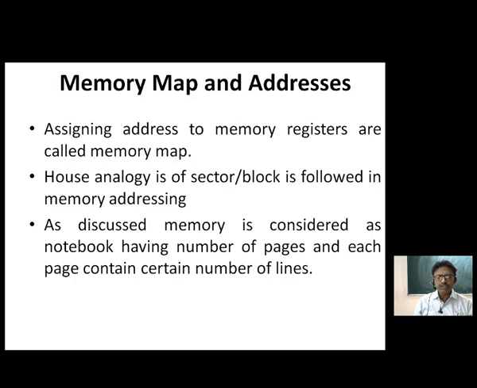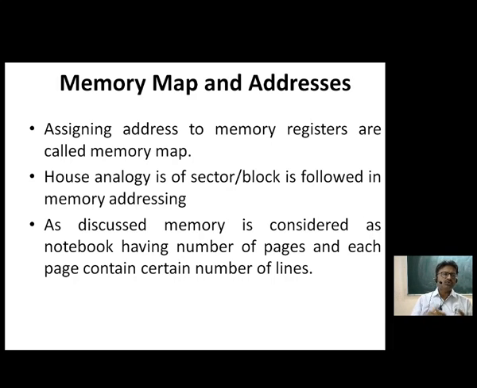Out of these 4 digits, if the first 2 digits represent the sector number or block number and the remaining 2 digits represent the house number, then it will be very easy to find the individual houses. Suppose I say 6723 is the address of a house. It means 67 is the sector number and 23 is the house number in that particular sector.